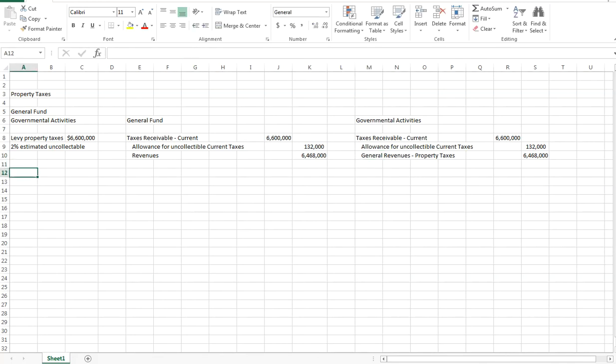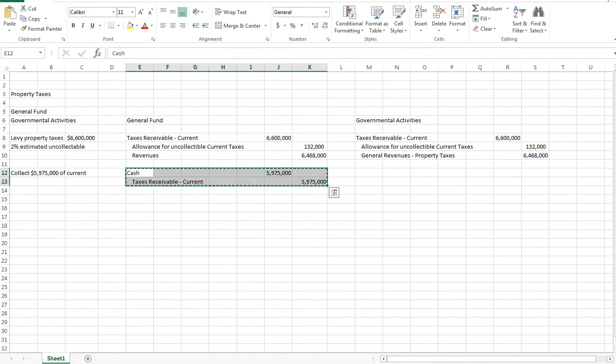Then we collect $5,975,000 of current property taxes. So in other words, this year, not last year. So we have cash, just like you would think, and then we decrease our taxes receivable because they're no longer receivable. We've collected those current for that amount, $5,975,000. And then in the governmental activities, we have the same entry.